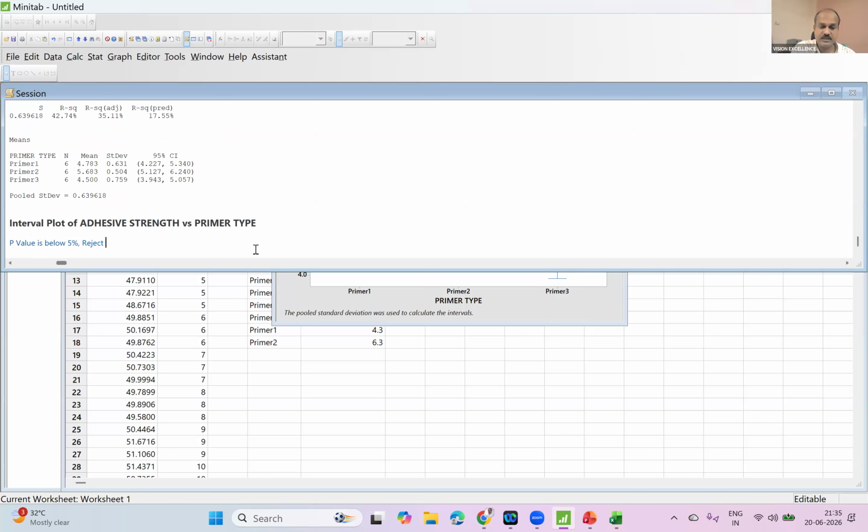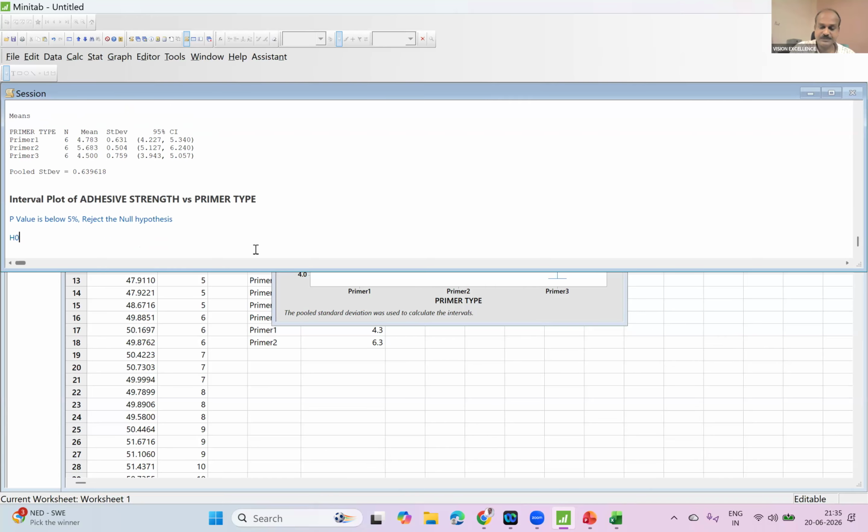So I must reject the null. What should have been your null in this case? Primer 2 is not... You have to write this very carefully, all of you. Look at what I'm typing. This is very important. Primer type has no effect on adhesive strength.